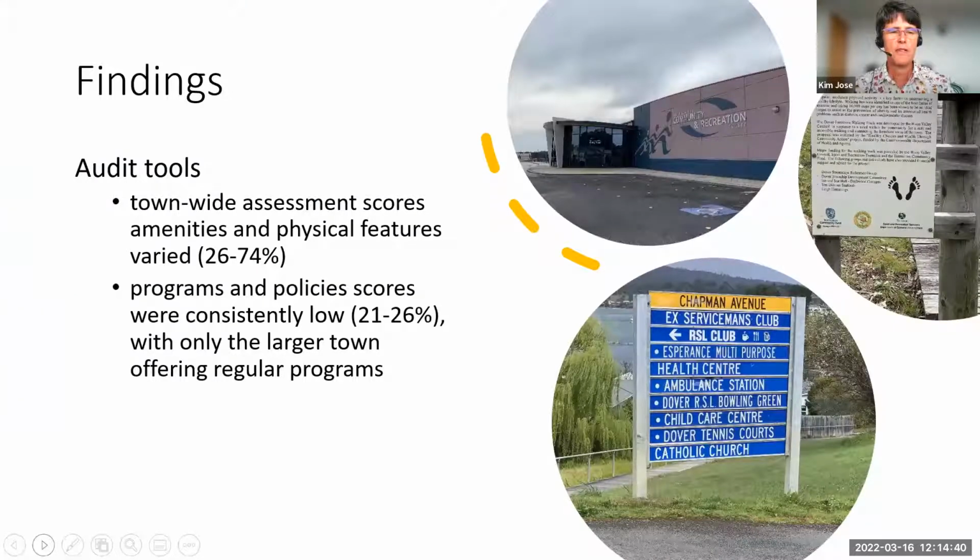So what did we find? We found that the town-wide assessment scores for the two larger towns were actually really fairly similar. So despite the town of 900 people perhaps not having quite the extensive range of amenities, they still scored pretty highly on that. It was our smaller town that had the lower score. But the program and policy scores were consistently low across all our towns. And we are aware that this might have been a challenge for our citizen scientists to actually know exactly what policies existed in their town around some of these things. So that's one of the challenges when it comes to using citizen science, that they may not be aware of all the things that you're wanting them to collect data on.